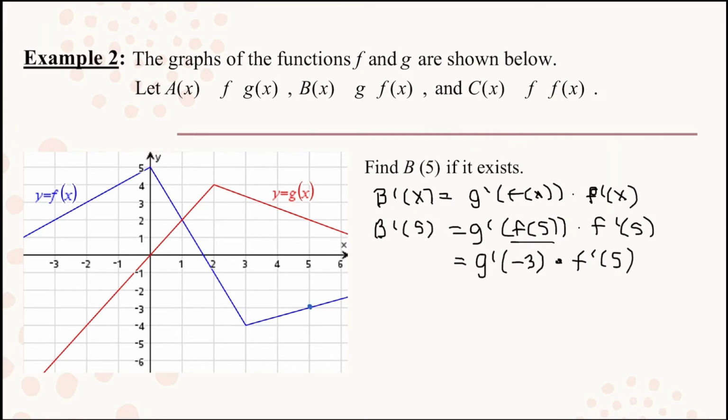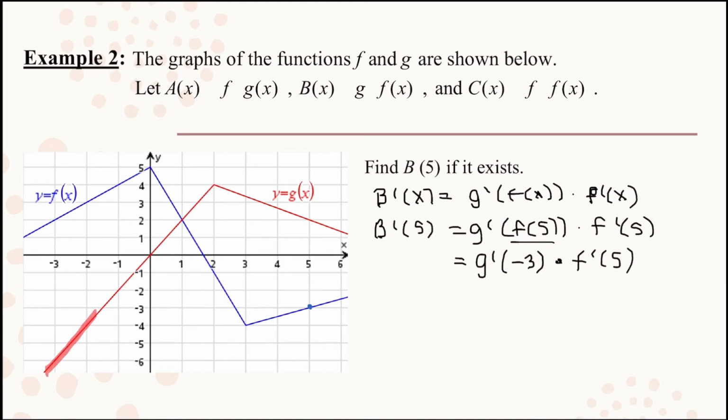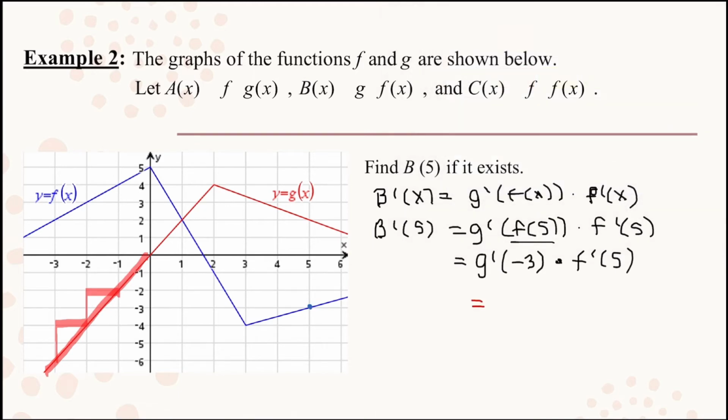So g prime of -3 is the slope of the function g when the input is -3. So that's going to come over here. It appears it is going up 2 over 1, up 2 over 1. So our slope at g prime of -3 is 2. The slope at f prime of 5 is going to give me the slope at that point. So f prime of 5 is the slope over here.